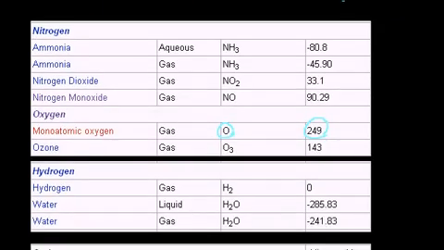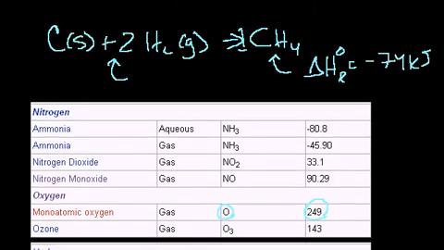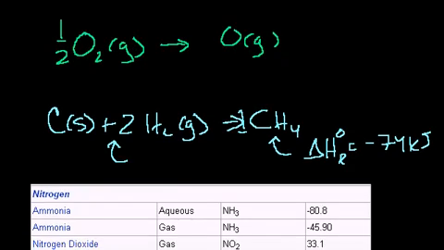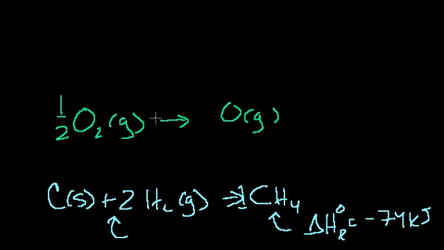This tells us that this state has more potential than this state. And in order for this reaction to occur, you have to add energy to it. You have to put the energy on the other side. So you would put a plus. So right here, you would have to say plus 249 joules.